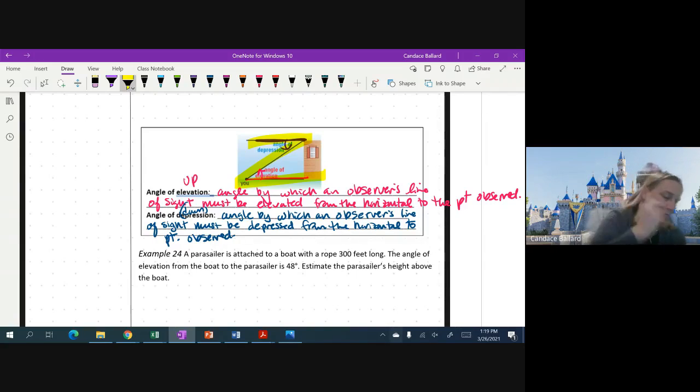So basically these guys are the same. So you'll know that these are congruent angles in here. So when I have the angle of depression, I can move it down into the angle of elevation for my triangle. All right. Okay, you guys ready for this?